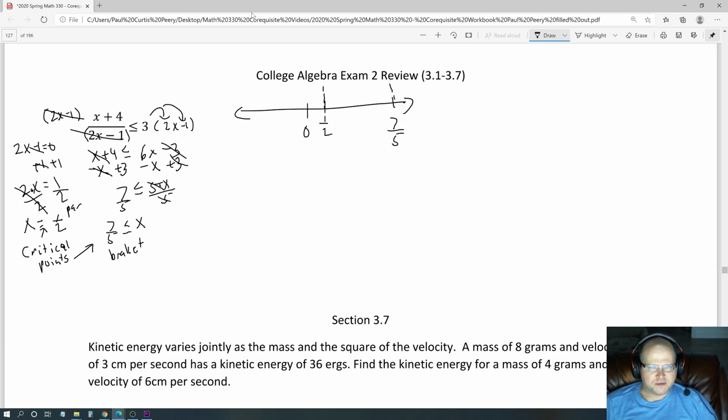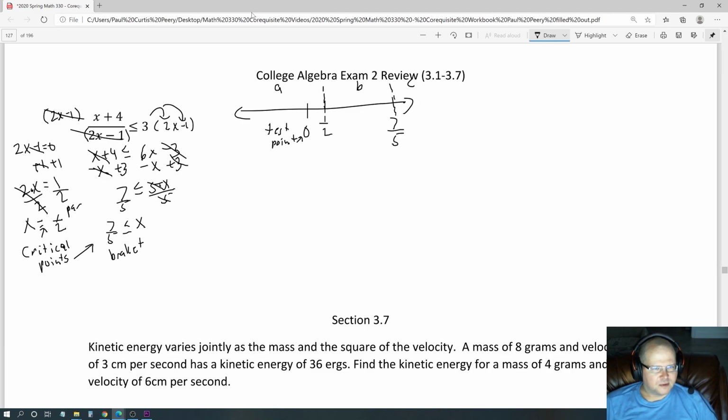Okay. So there's 3 different parts of this thing, right? And I want to figure out which parts to include. So I'm going to test this part right here. I can call it A, B, or C. You can do whatever you want, or you just test. So I'm going to test the first one. I'm going to make the test point 0, because it's easy to plug in a 0.